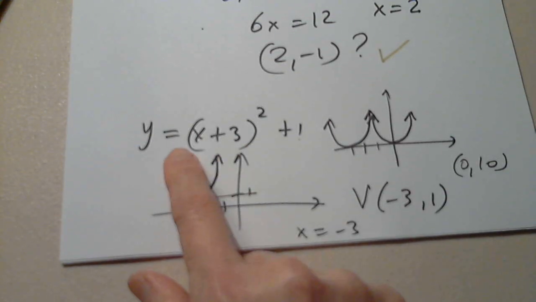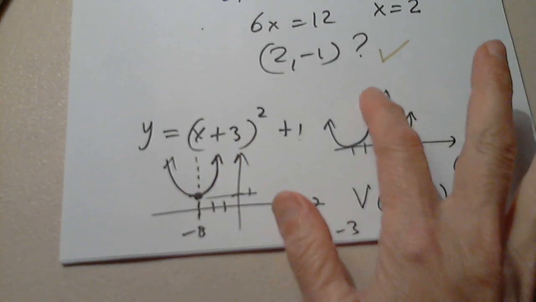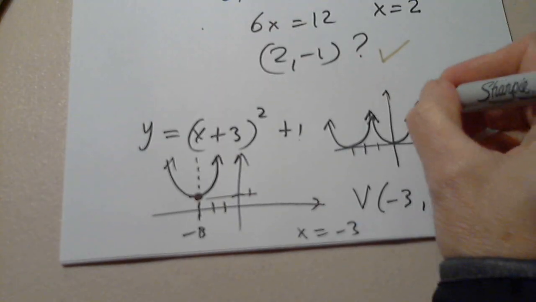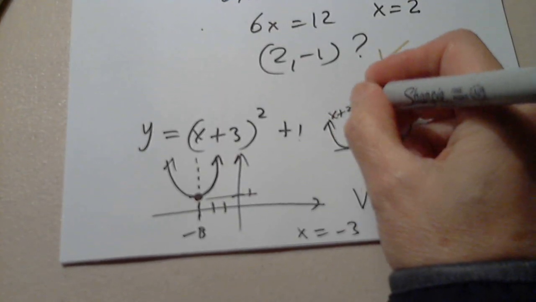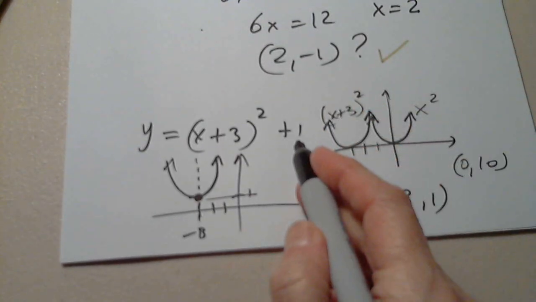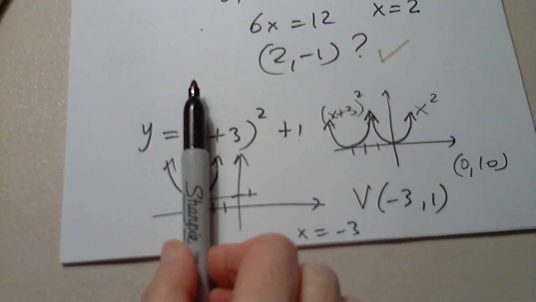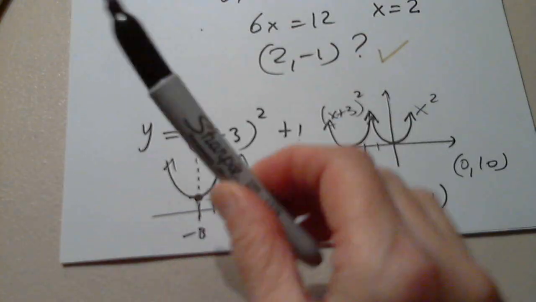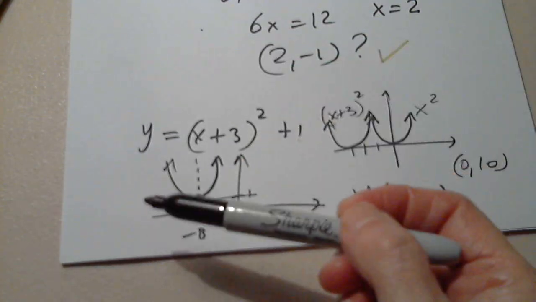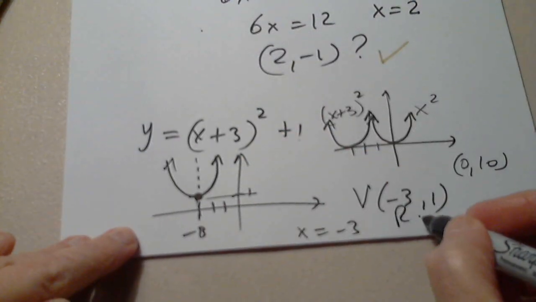So y equals (x plus 3) squared plus 1. This is x squared, and this is (x plus 3) squared. And then up 1. So this is the vertex, negative 3, 1. Axis of symmetry is x equals negative 3. The minimum is positive 1. And the range is 1 to infinity.